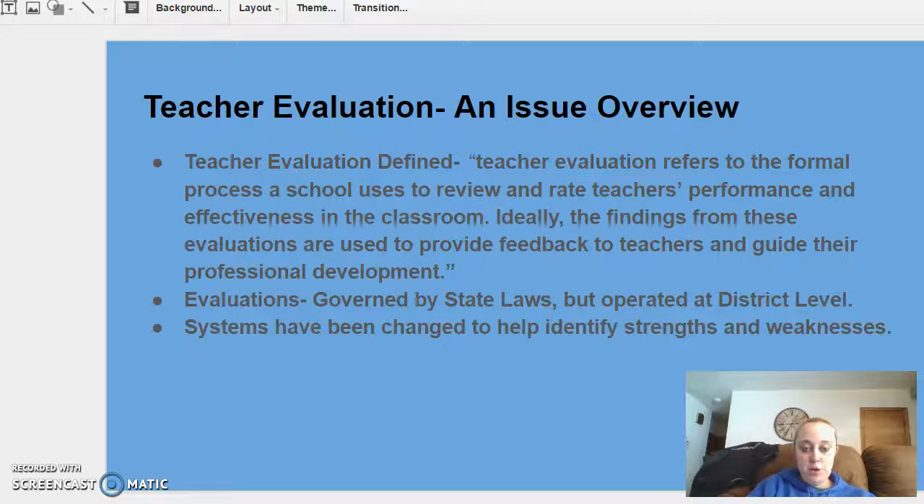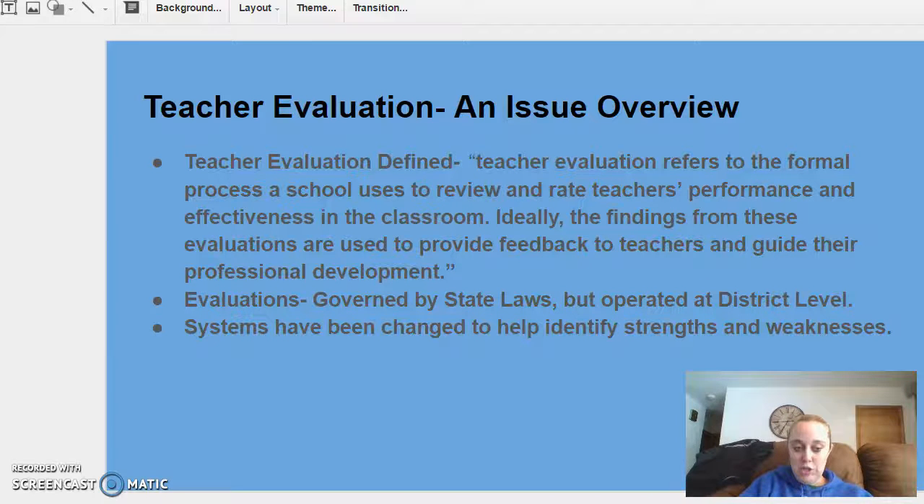Okay, so the first article we read was Teacher Evaluation: An Issue Overview. It started out by defining what teacher evaluation is, and the definition given was that teacher evaluation refers to the formal process a school uses to review and rate teachers' performance and effectiveness in the classroom. Ideally, the evaluations will lead to feedback that the teacher is given, and hopefully that will guide the professional development of that teacher. The evaluations are governed by state laws, but operated at a district level.